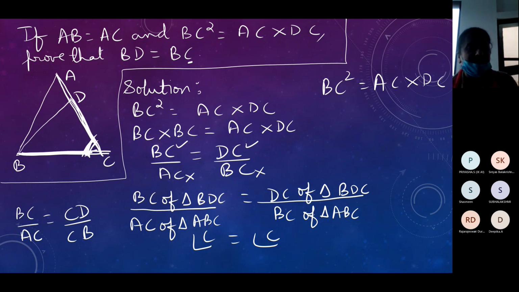You remember, we write it like this: BC, CD. DC is CD. And then AC, BC, which is CB. So BCD is similar to ACB by the SAS similarity criterion. Now write the proportion.